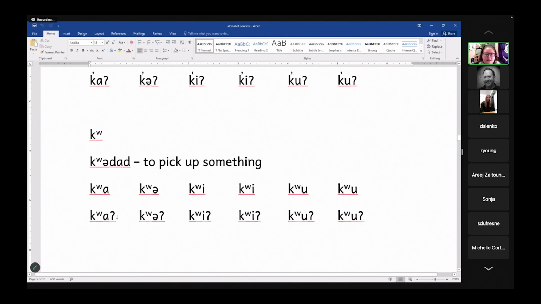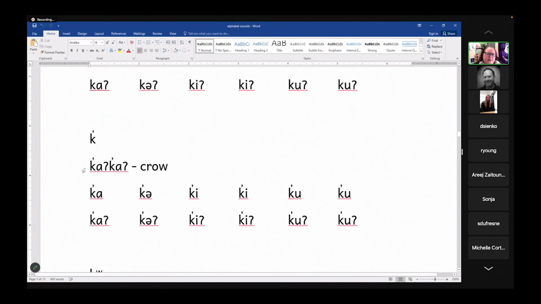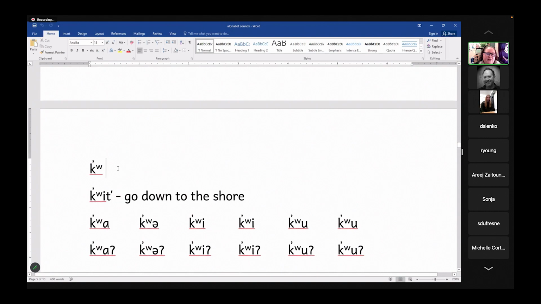And then with the glottal stops, qua, qua, qui, que, quo, quo. And just like that regular K, we also have the glottalized version of the K raised W. You're still blowing out, but you're making that harder sound.